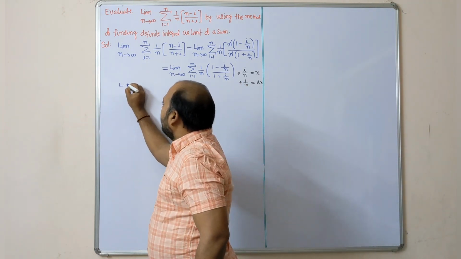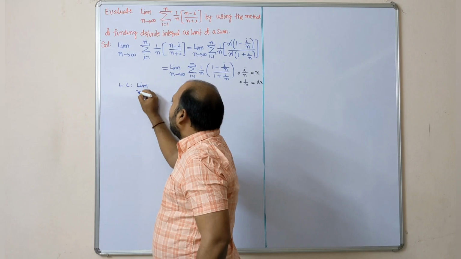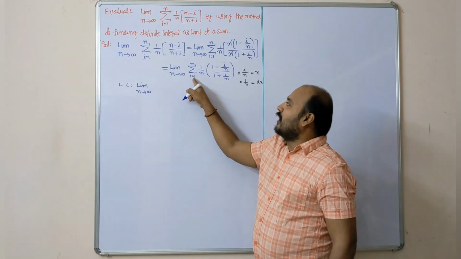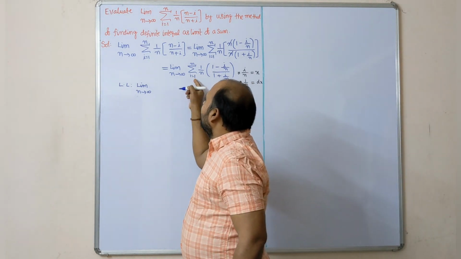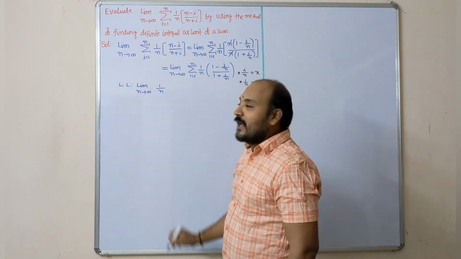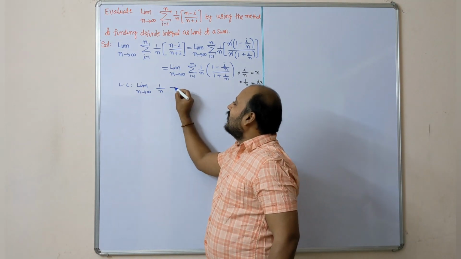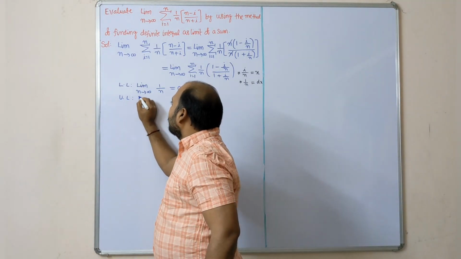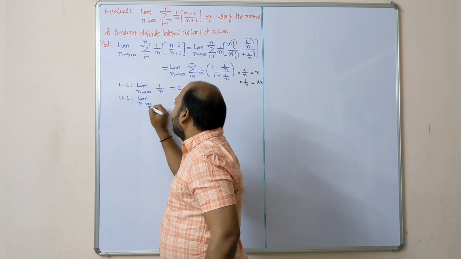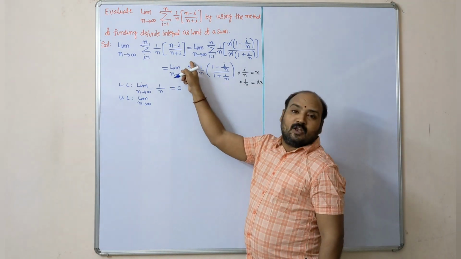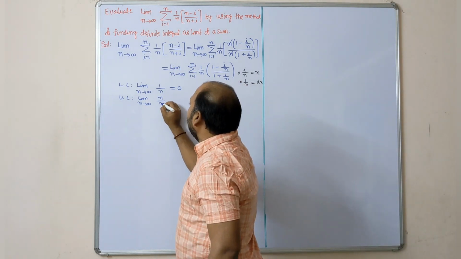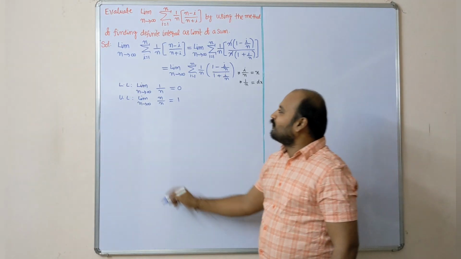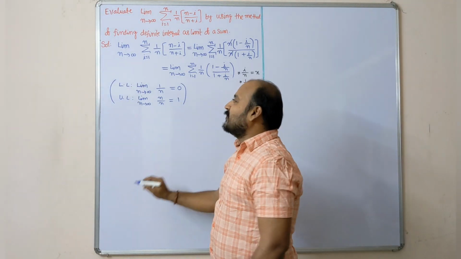So here lower limit. Limit n tends to infinity, for the starting value, initial value of i. Initial value of i is what? 1 by total values n. Limit n tends to infinity, 1 by n value is what? 0. So lower limit will be 0. Next, upper limit. Limit n tends to infinity, final value of i. Final value of i is what? n by total values n. So n by n means what? 1. So lower limit and upper limit, we got it now. Compulsorily you should write it, dear students.